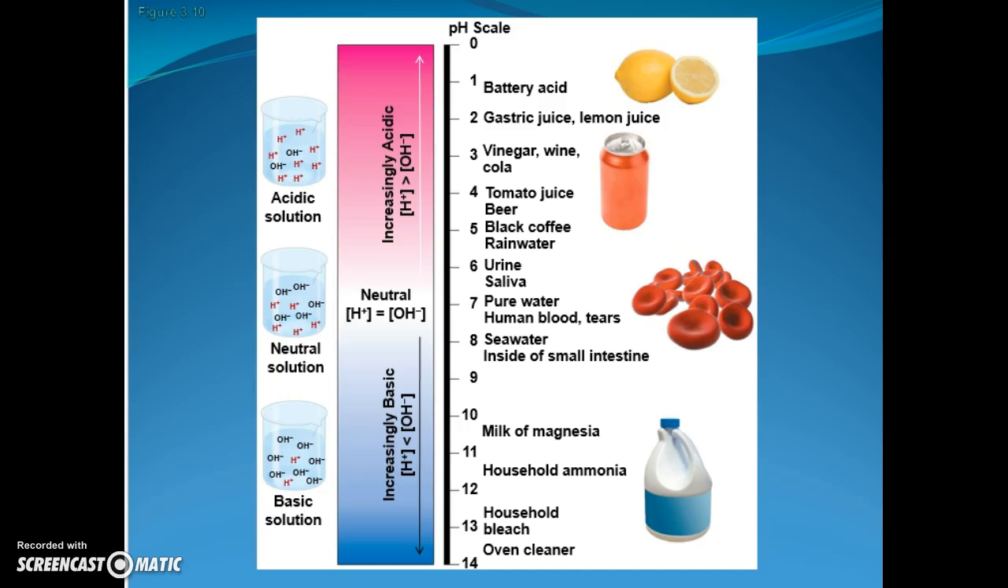And most biological fluids have pH values in the range of 6 to 8. So for example, blood has an average pH of 7.4. And it keeps very much at that level with the help of buffers in the blood.